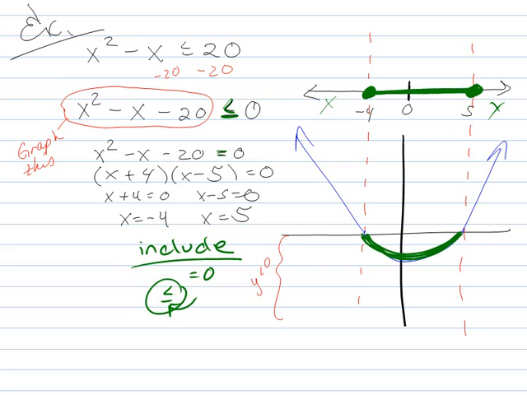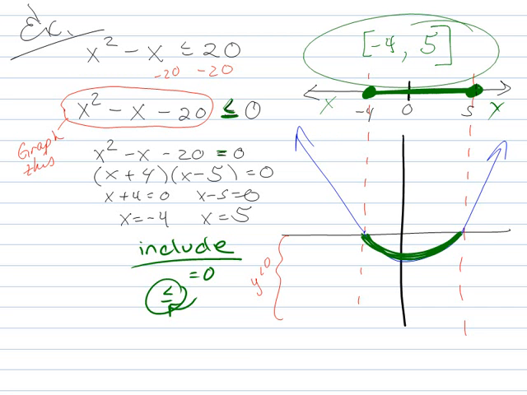So now all I have to do is read the solution directly off that number line. Reading from left to right, it starts here at -4, and I include that point, and then it goes off to 5. And that's it. You're done. So I think once you've really mastered this hybrid method, you're going to find it's a lot more effective.